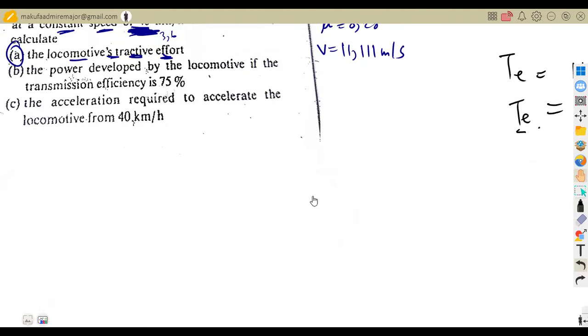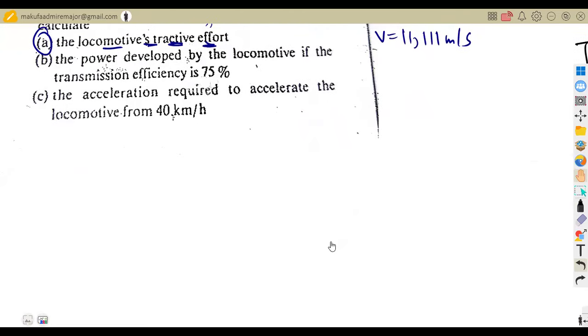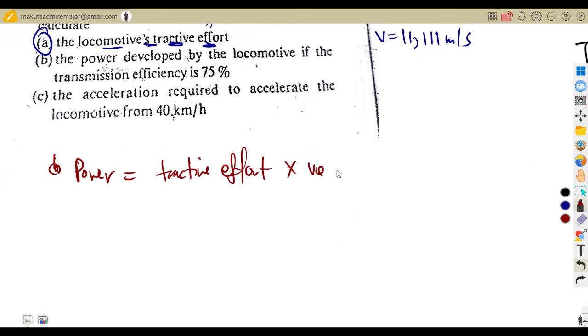Then there's this question that they are asking us to calculate the power developed by the locomotive if the transmission efficiency is given. Whenever you are given the transmission efficiency and you have the tractive effort and velocity, this is the formula that you're going to use to calculate the power. It follows that power is equal to the tractive effort times the velocity in meters per second, everything over the transmission efficiency.